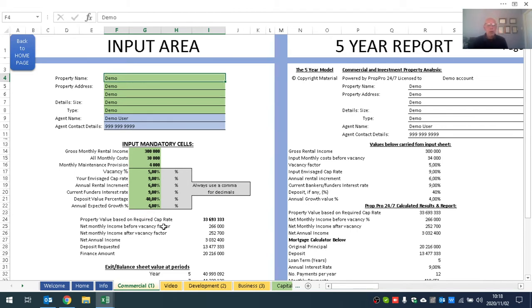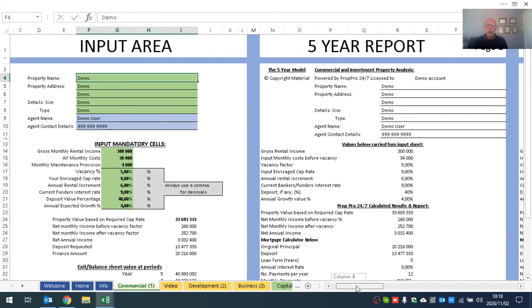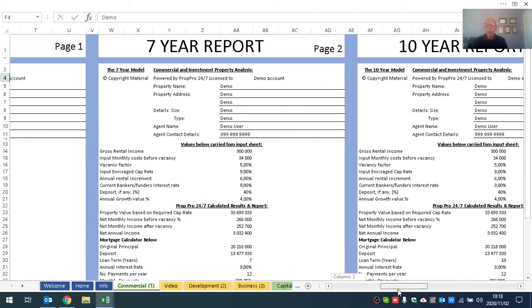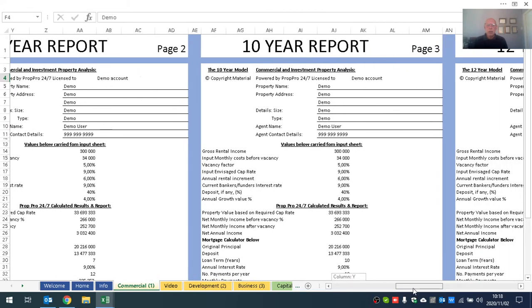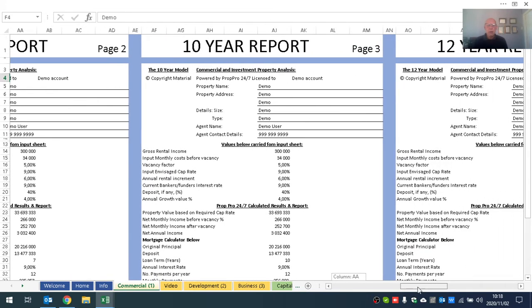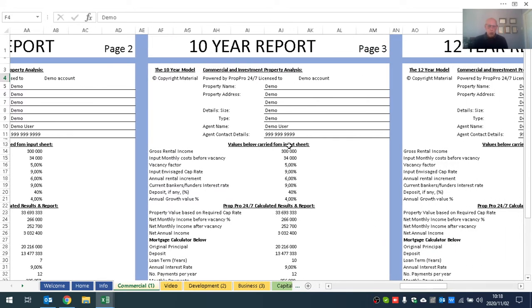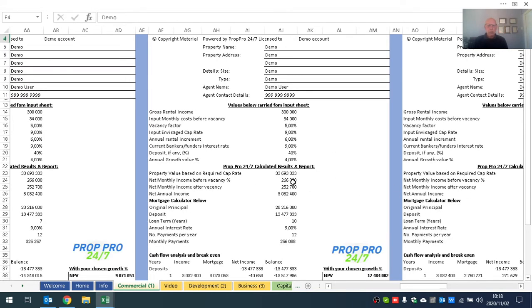At this point, you have completed your entire valuation process, and I'll take you to your report sheets. Immediately, we perform 5, 7, 10, 12, up to 20 years. But let's have a look at the 10-year report, which is the most commonly used. You will notice from your input fields, we have carried all the values across so that you can view it on any of the report sheets.